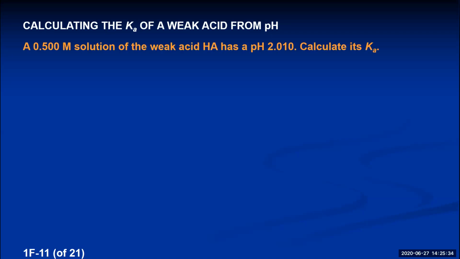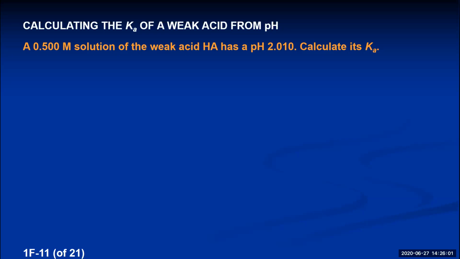So let's say we have a 0.500 molar solution of the weak acid HA, and it's found with a pH probe to have a pH of 2.010. Let's calculate its Ka. So to do this, we're going to need to know all the equilibrium molarities of the species present when HA dissolves in water. So we have to do an ICE table because we're only given an initial molarity of HA. We need the equilibrium molarities.